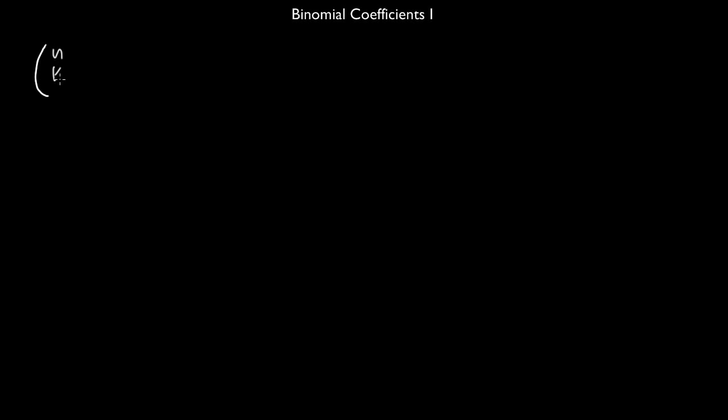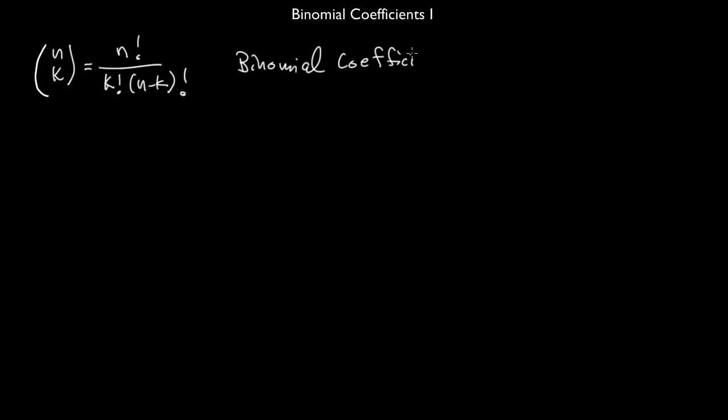Welcome. This is a lecture on binomial coefficients for Math 475. So remember, the binomial coefficients are defined by this formula: n choose k is n factorial over k factorial times n minus k factorial. These are called the binomial coefficients, and we've already discussed these in connection with some combinatorial problems. That is, specifically, this is the number of k subsets of an n set.